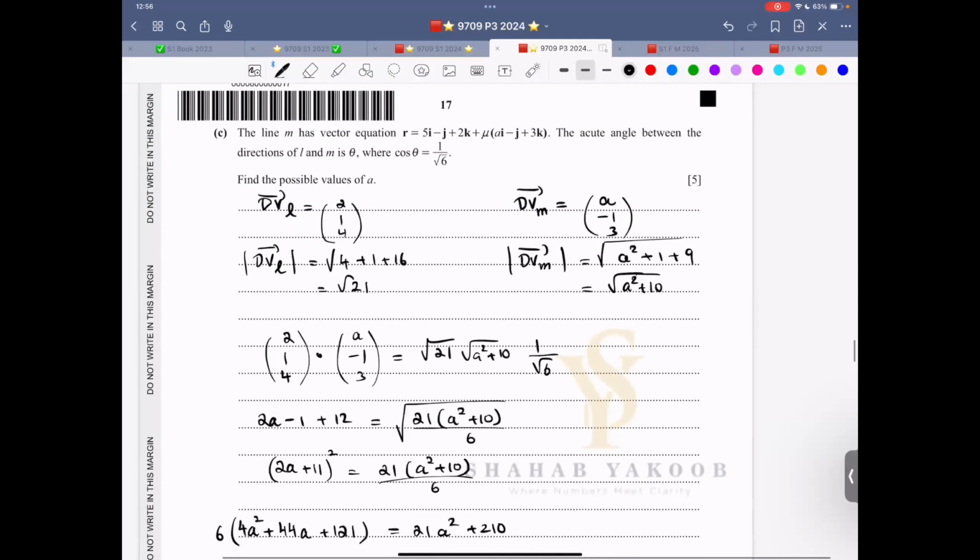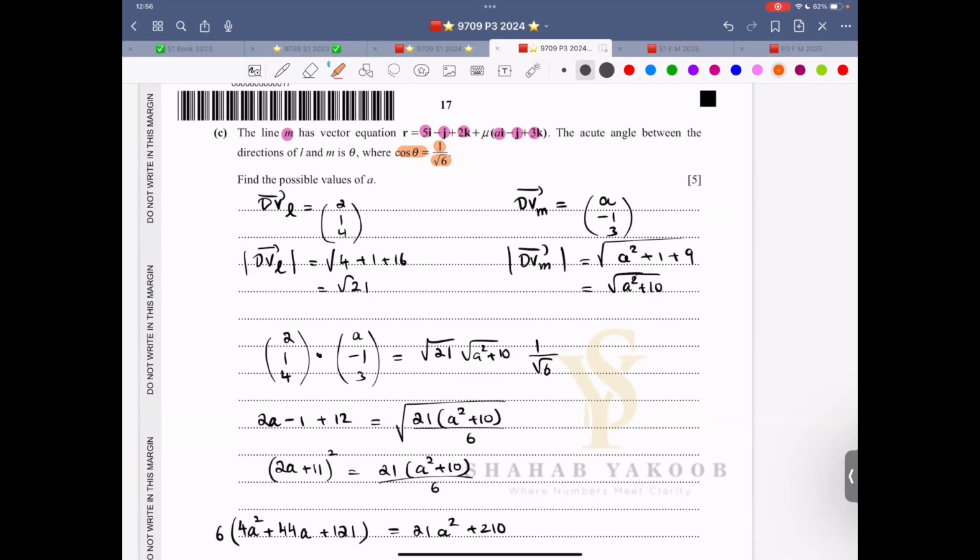Now the next one: the line M has this equation. So there is a line M, and M has this equation, such and such. So this is 5, -1, 2, and A, -1, and 3. And then it says the acute angle between the directions is this, where cosine of theta is 1/√6. Find the possible values of A. So again, a mainstream question in which you use the concept of scalar product.